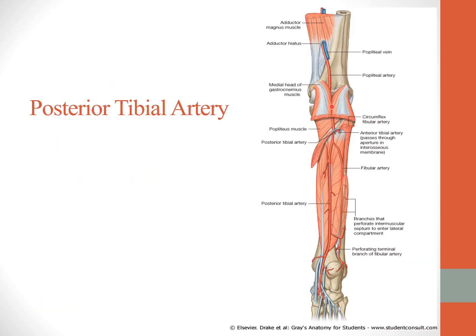So here we can see the popliteal artery divides into anterior tibial and posterior tibial. The posterior tibial runs deep to the gastrocnemius and soleus, runs downward, and as it passes the lower part, it becomes superficial and lies just behind the medial malleolus and enters into the sole of the foot. And in the sole of the foot, it divides into two branches: medial plantar artery and lateral plantar artery.